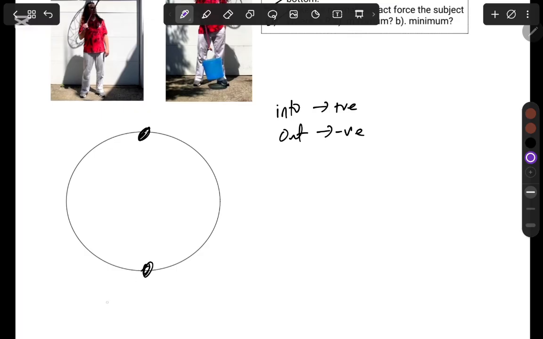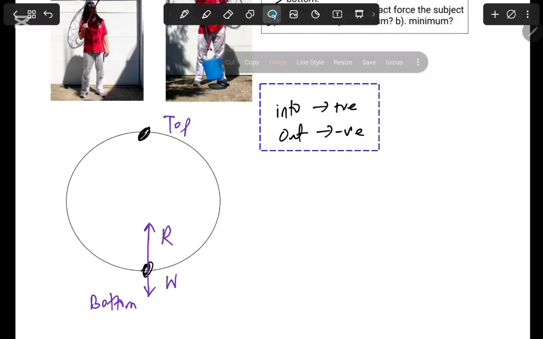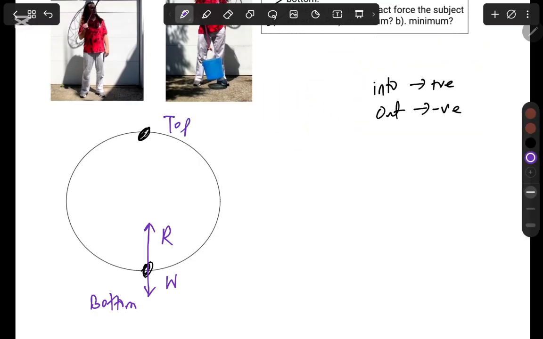So when we're at the bottom, we're going to have the normal force, or let's say the reaction force R here, and then we're going to have the weight acting down, or out of the circle, that's better to say, and the reaction force will be acting into the circle. At the top though, we're going to have both the weight and the reaction force acting into the circle.